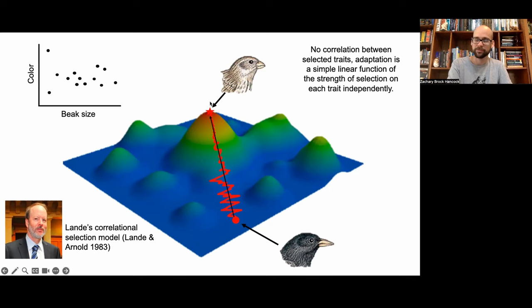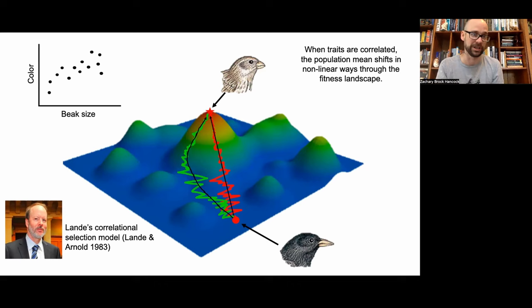But if they are correlated, such that there's some relationship, say, between beak size and color, then populations don't take linear walks through the adaptive landscape, and instead they can take on many different non-linear paths because of this correlational aspect of different traits, right? So what pleiotropy acts to do is it biases the direction that you can move through the fitness landscape because you're trying to tune a bunch of different traits all at once.